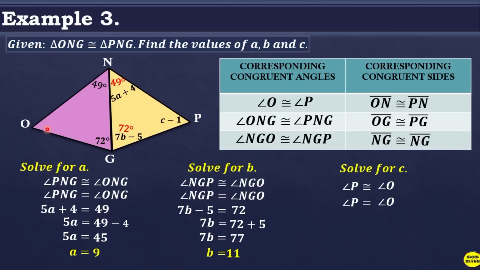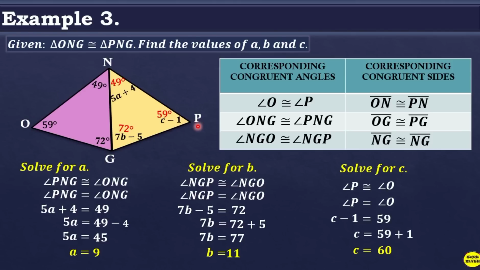So, ilan na lang po ito? So, this is 59 degrees para maging 180 siya. So, pwede na natin isolve. Your P is C minus 1. Your angle O is 59. So, we have C is equal to 59 plus 1. Transpose, this will become plus 1. So, C is equal to 60. Therefore, if this is 60 minus 1, so this is also 59 degrees. So, as you can see, they are equal.